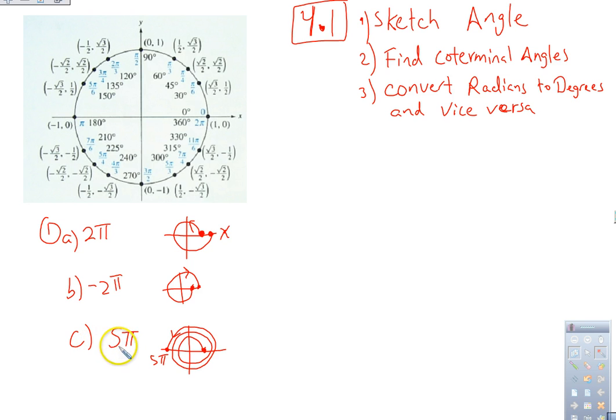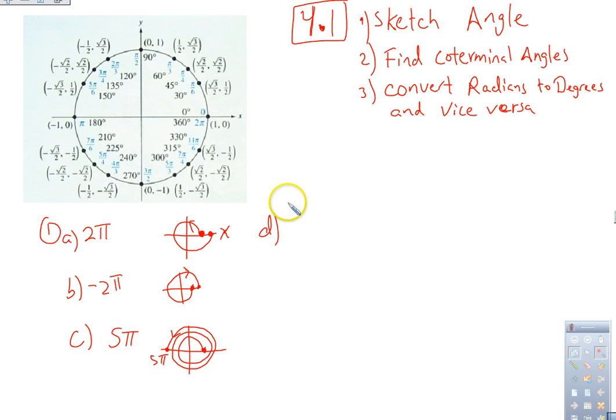Okay, another example, 5 pi. Start at the positive x-axis. The angle is positive 5 pi, so we're going to go around in the positive direction. And so we get positive 1 pi, 2 pi, 3 pi, 4 pi, and 5 pi. So that is a good representation for the angle 5 pi. Let's do a few more.